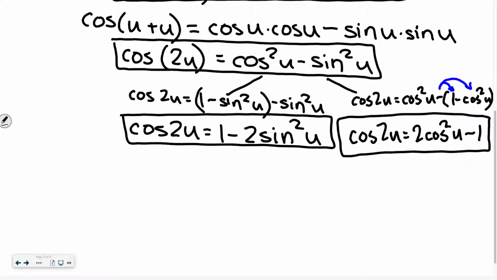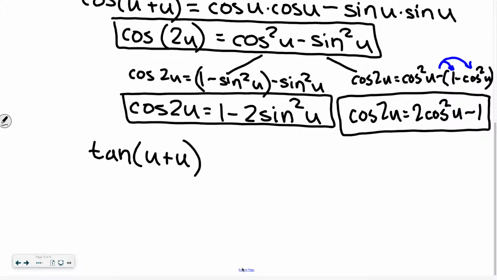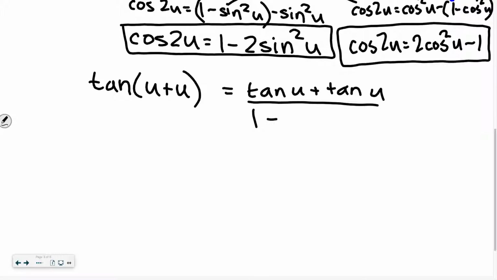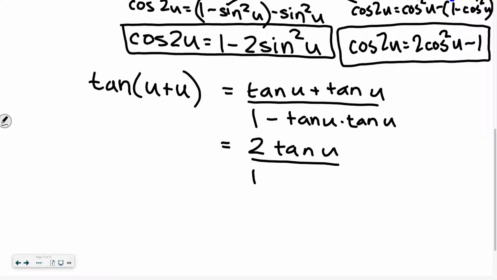Now the last one, you should probably feel pretty confident you'd be able to make one for tangent at this point. Tangent of u plus u. We're just following our formulas from yesterday, our sum formula for tangent of u plus u. That would mean in the numerator I would do tangent u plus tangent u, and in the denominator I would do 1 minus, because I use the opposite sign, tangent u times tangent u. So that's equal to 2 tangent u over 1 minus tangent squared u.